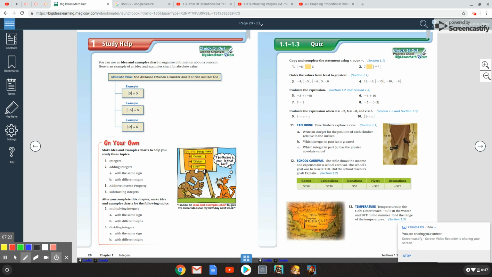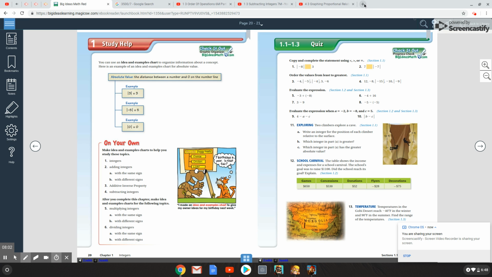Next is temperature. Temperatures in the Gobi Desert. There it is. Gobi Desert. It reaches down to negative 40 degrees Fahrenheit in the winter and 90 degrees Fahrenheit in the summer. Find the range of the temperatures. So the way we would do this is we would just do the highest, 90 minus negative 40.